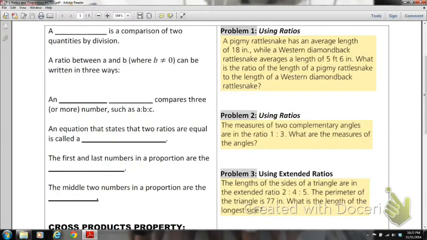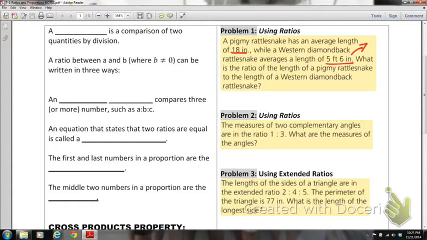Example 1 is using ratios. It says a pygmy rattlesnake has an average length of 18 inches, while a western diamondback rattlesnake averages a length of 5 foot 6 inches. What is the ratio of the length of the pygmy rattlesnake to the length of the western diamondback rattlesnake? One property of proportions you need to keep in mind is that when you're talking about units of measurement, you need to have them in the same units while you're comparing them. So we need to convert the 5 foot 6 inches into inches so that we're comparing inches to inches.